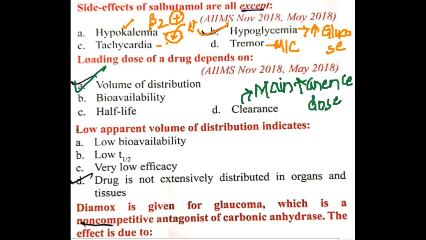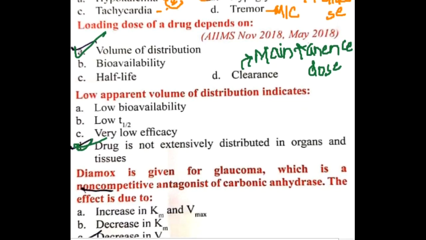Then the next question, low apparent volume of distribution indicates. Volume of distribution is the volume through which the drug distributes to various organs. Low apparent volume of distribution means the drug is not distributed to other organs and tissues. It is just the definition, as the name says.